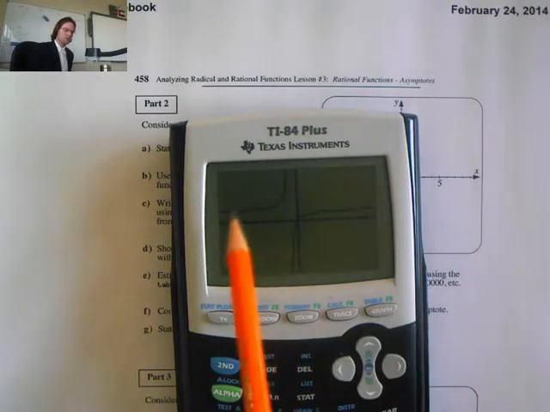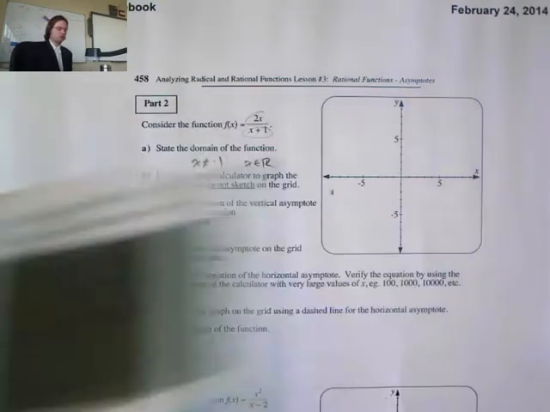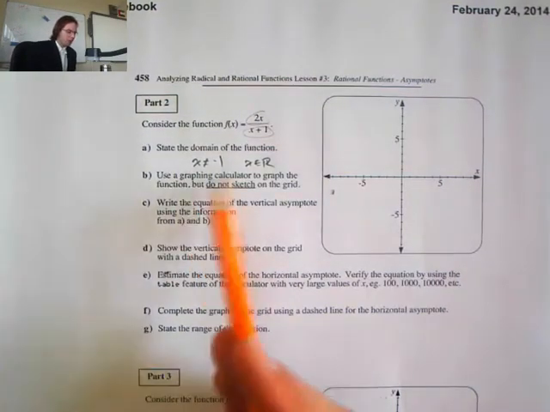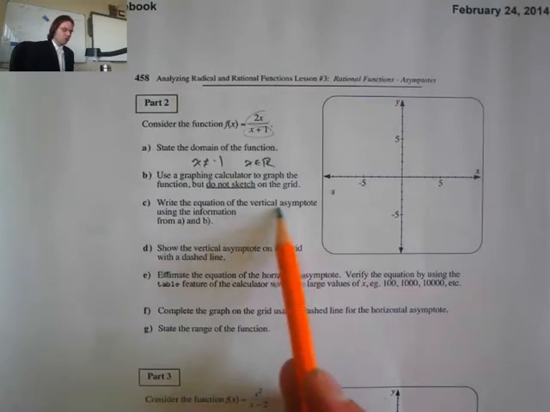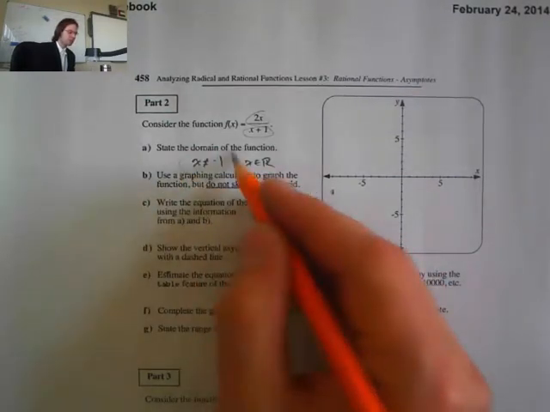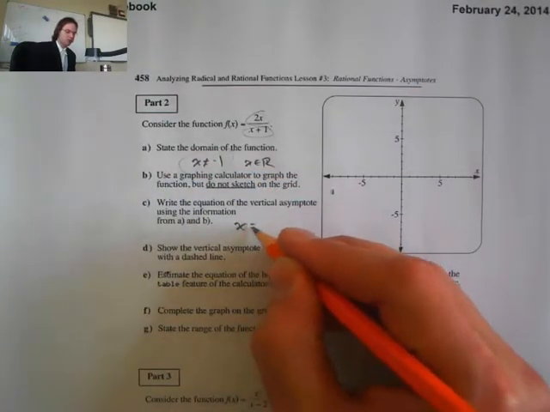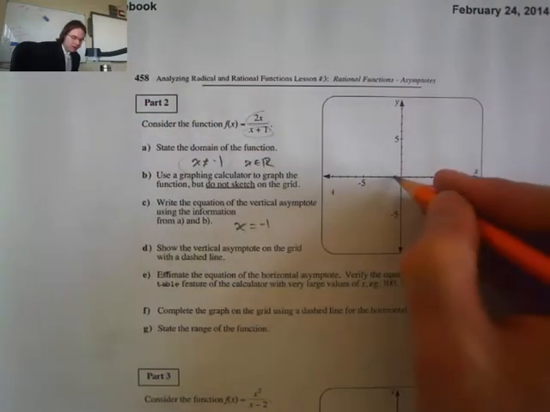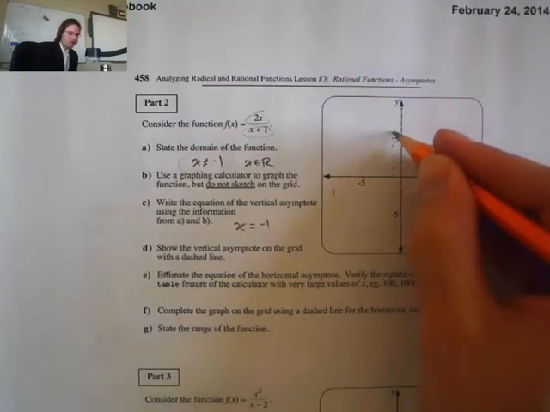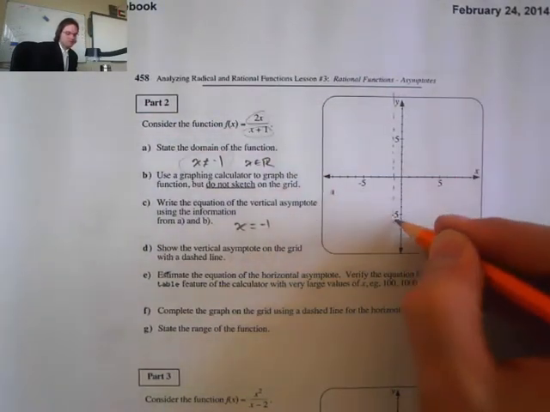So this is a bit different. Look where my horizontal asymptote is. Now, use the graphing calculator sketch, write the equation of the vertical asymptote. The vertical asymptote is still at x is equal to -1. So let's draw that in. At -1, we have my vertical asymptote. Okay?